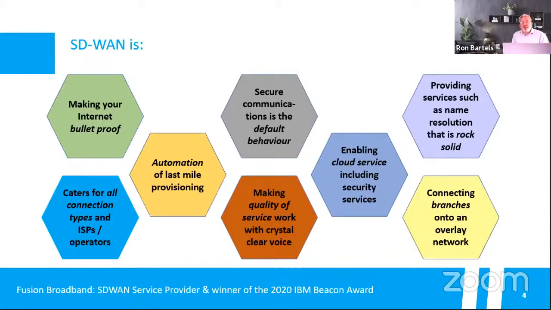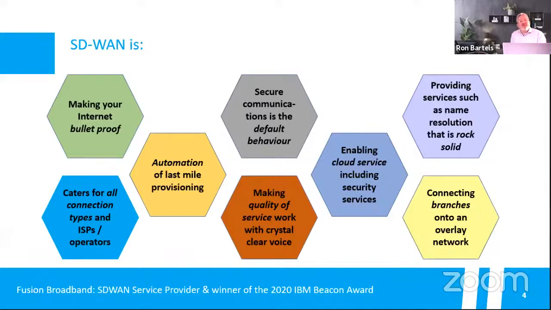SD-WAN is definitely about the automation of last mile provisioning. What we mean by that is that it is effectively a more automated provisioning. You aren't going to wait days, weeks, or months for a last mile to be provisioned. It's going to be there in a couple of minutes. And the way we do that is by relying on broadband networks that are available instantaneously, effectively, and as fast as people can provision them. It isn't like you need a project plan with MPLS to get your links in place across multiple locations.